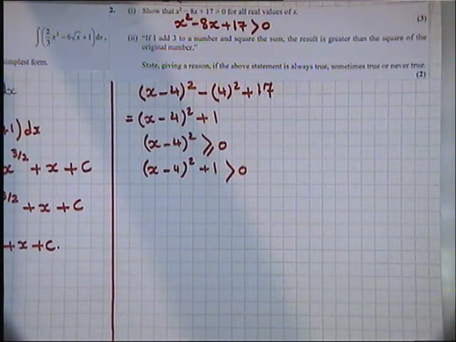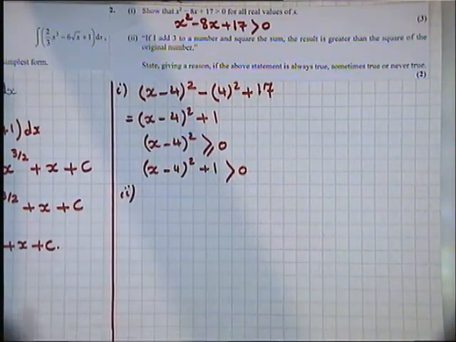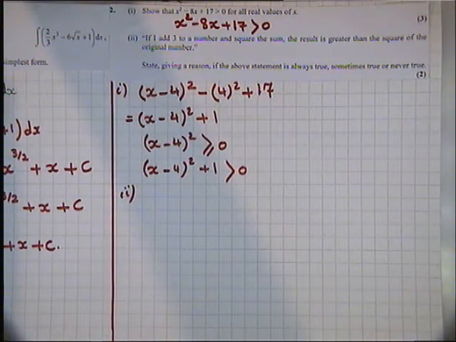The next part of the question, part 2. So this one was part 1. Part 2 of the question: if I add 3 to a number and square the sum, the result is greater than the square of the original number. State, giving a reason, if the above statement is always true, sometimes true, or never true.